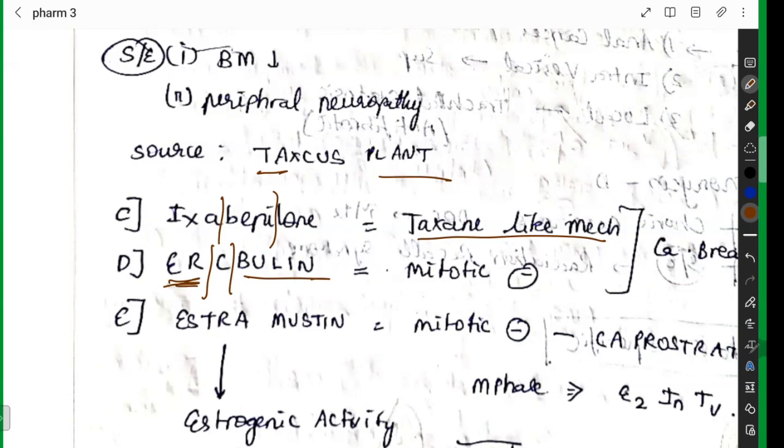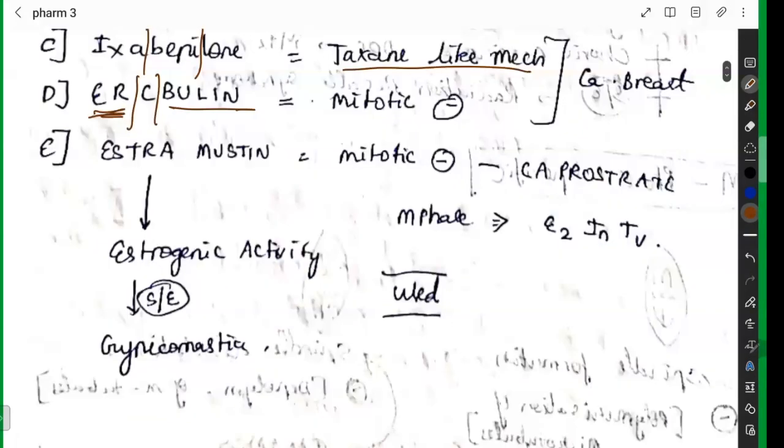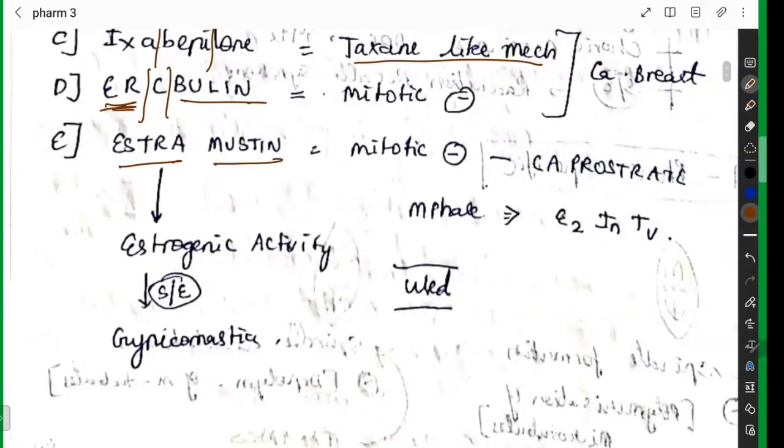CA breast. Now coming to the next drug, estramustine. What is the drug that ended with mustine? Which group of drugs ended with mustine? In the anti-neoplastic drugs we saw already. Can you put in the chat box? Which drug ended with the terminology mustine? Excellent. Nitrosoureas. Lomustine, carmustine are there.